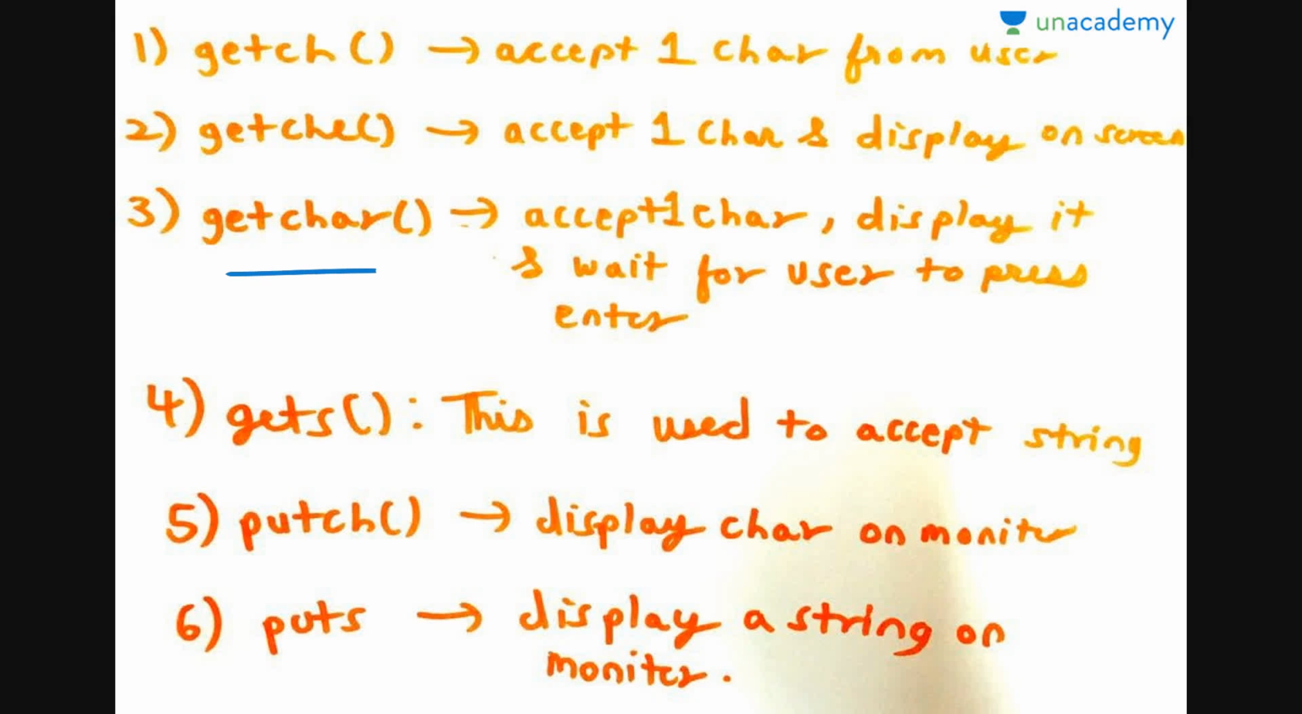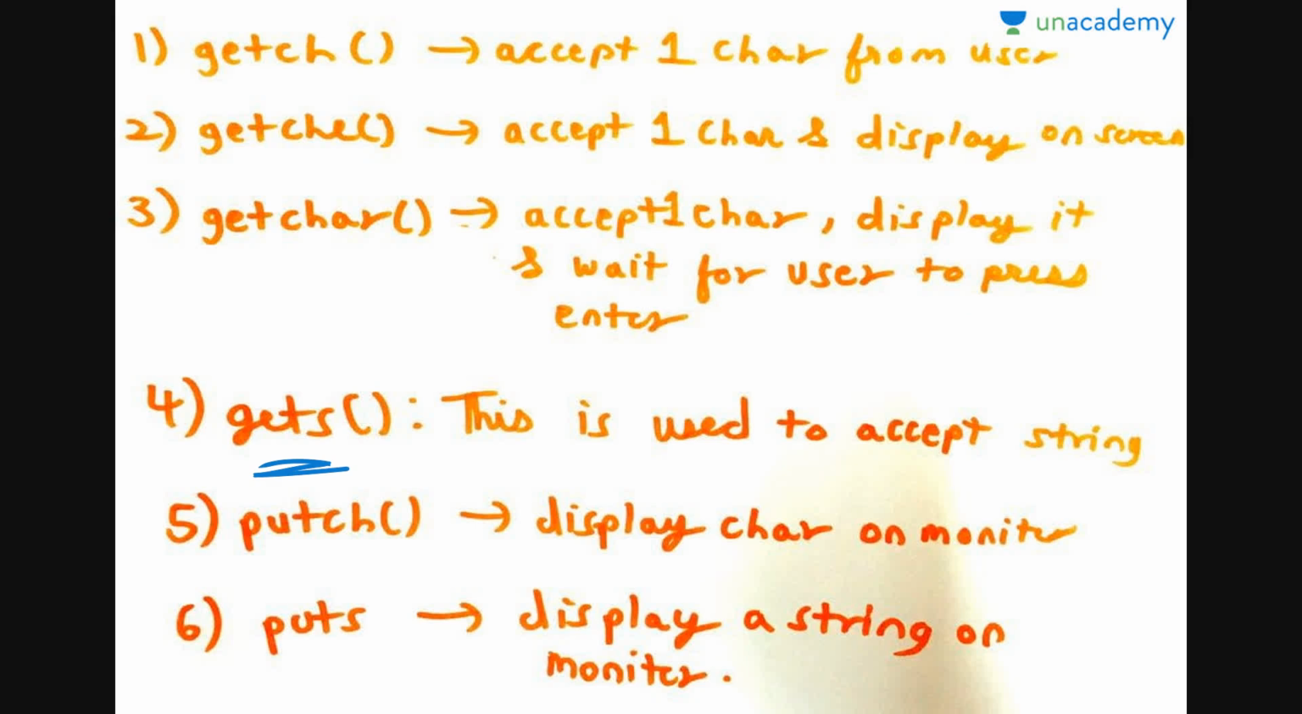Now let us move to getchar. Getchar accepts one character, displays it, and waits for the user to press enter. As soon as the user presses enter, the input is done. Now these three are linked to each other. How will you remember? Getch, one character. Getche, one character and display. Getchar means it gets the character, displays it, and waits for the user to press enter.